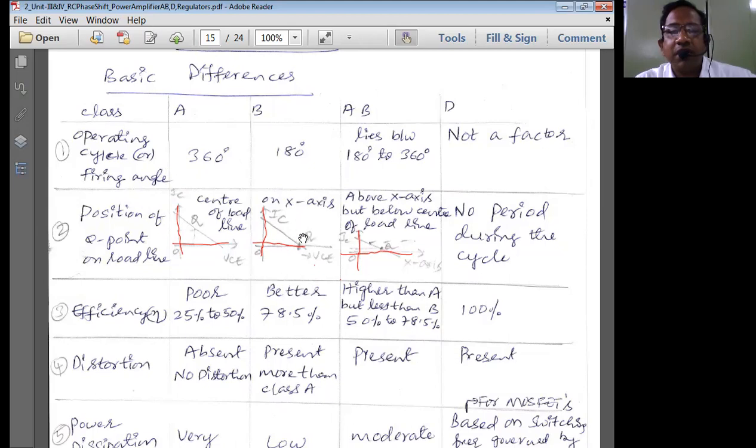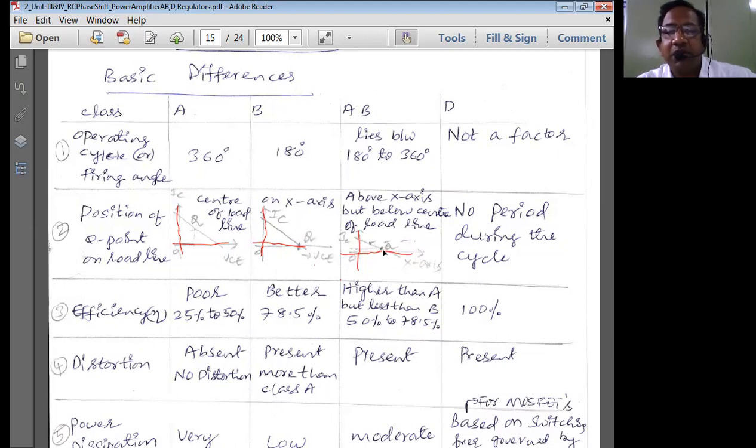The Q point should compulsorily lie on the zero axis. That means only above zero, only signal is normally being transmitted. Below zero, it is in the cutoff condition. So no signal transmits.